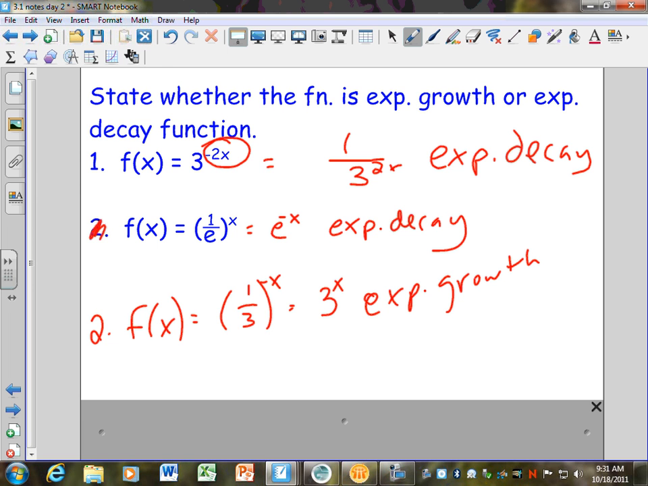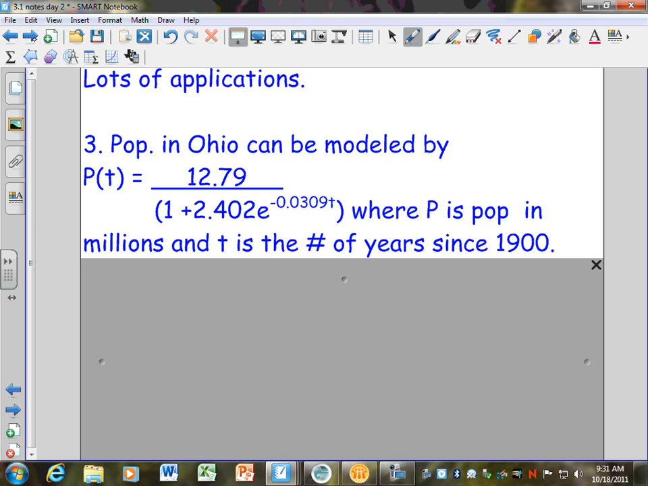I feel like I made that way more complicated than it is. So let's just move on.